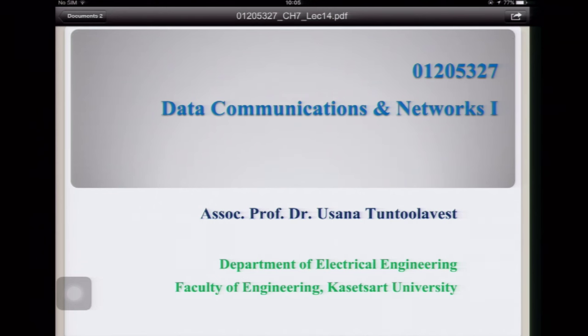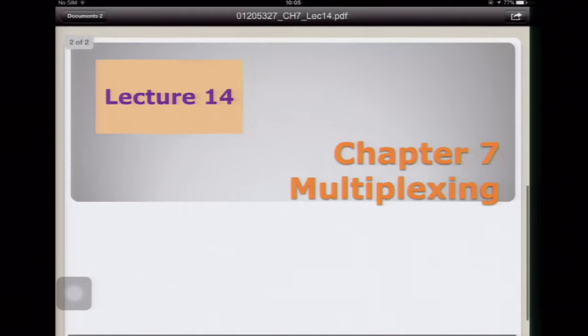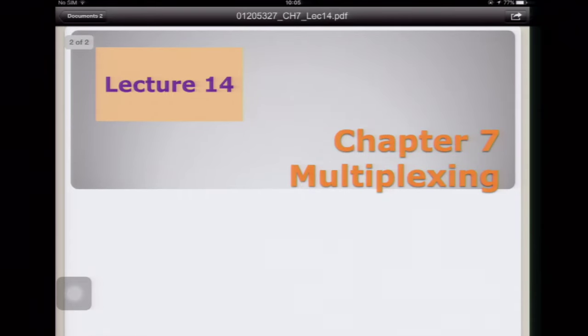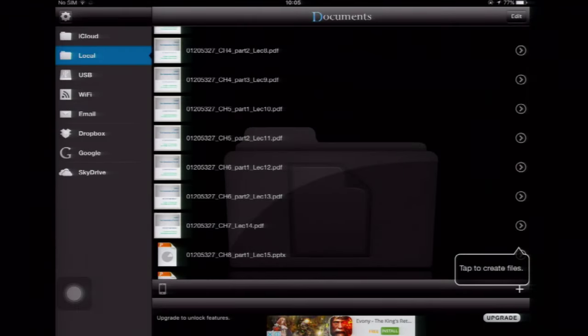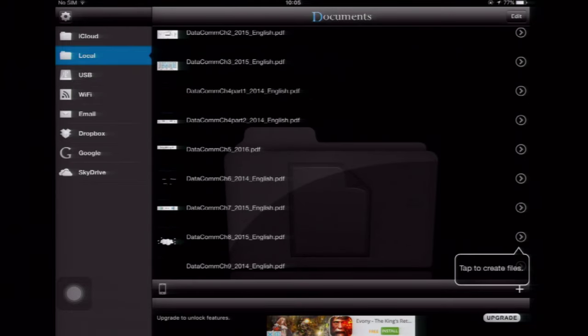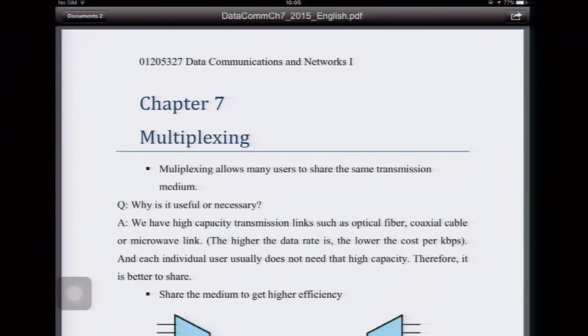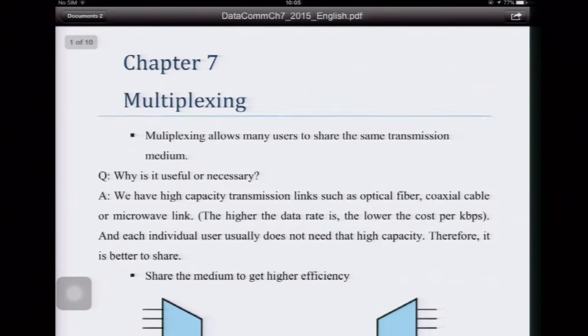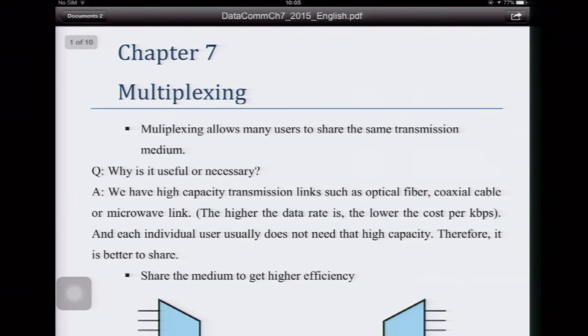Today, Data Communications and Network 1 class is on Lecture 14, Chapter 7, Multiplexing. Okay, what is multiplexing? Multiplexing is a method that allows many users to share the same transmission medium.